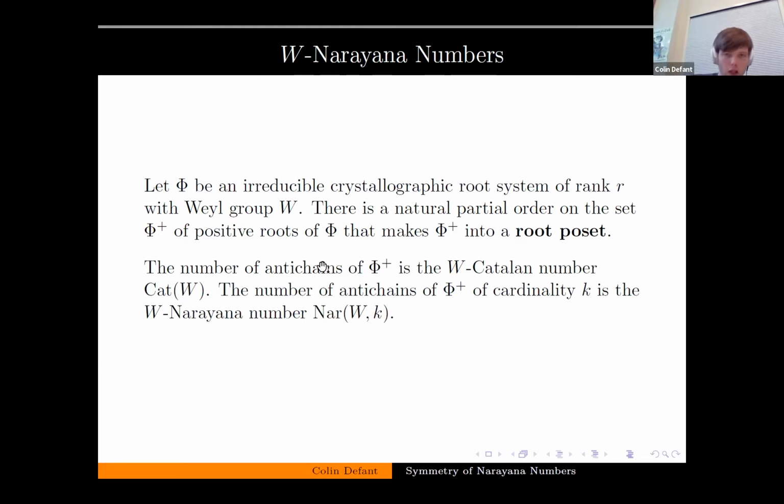So whenever you have a poset, you can talk about what are called its antichains. An antichain of a poset is just a subset so that no two elements of that subset are comparable to each other. The number of antichains of the root poset Φ+ is called the W-Catalan number, which I'll denote by Cat(W). And the number of antichains with a fixed cardinality k is called the W-Narayana number, Nar(W, k). The reason these are called W-Catalan and W-Narayana numbers is because in the type A root systems, these are just the classical Catalan and Narayana numbers.